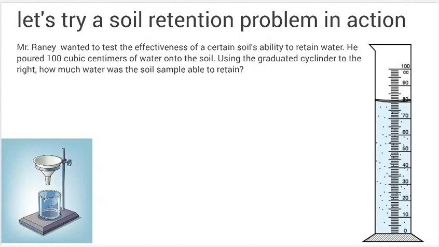So scientists use two types of things when they're collecting a liquid. They can use a beaker, like was in the last picture, or we can use a graduated cylinder, which is what's over here to the right, which we're going to look at. So Mr. Rainey has 100 cubic centimeters. So let's underline that. He pours in 100 cubic centimeters.